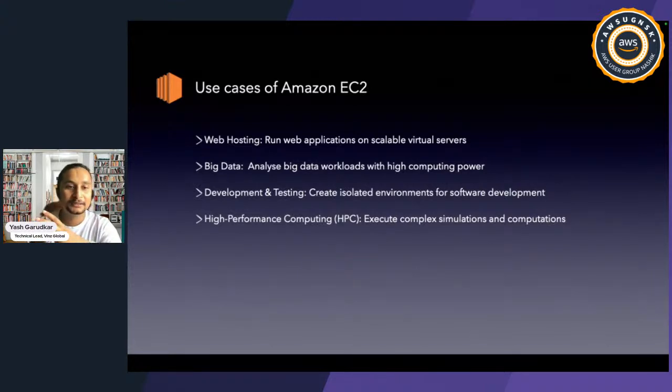Big data: analyze big data workloads with high computing power. As I said, you can configure your EC2 instance for high computing power. You can increase your RAM, you can select everything that's possible for your server. Development and testing: creating isolated environments for software development. So you can have multiple instances, right?